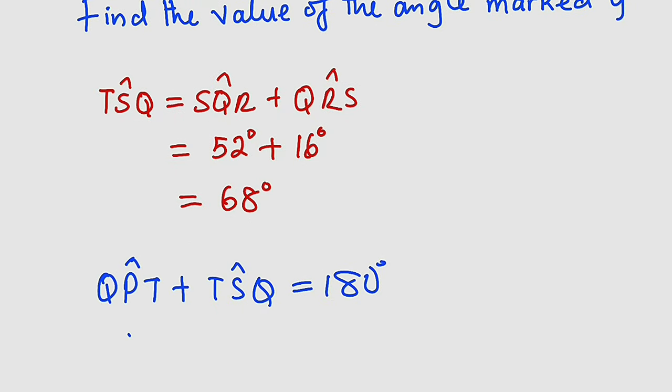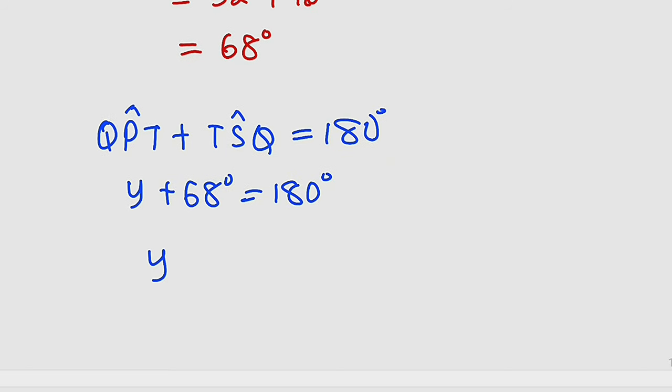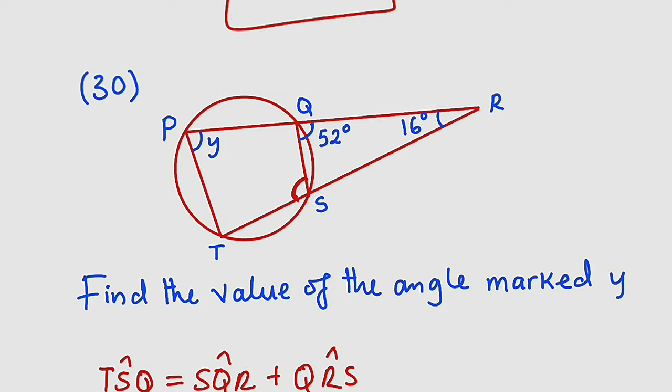is equal to 180 degrees. And this is y, which we are looking for, plus this one, which is already 68, is equal to 180 degrees. And lastly, y is equal to 180 minus 68 degrees. And y is equal to 112 degrees. And this is said to be the solution to this problem.